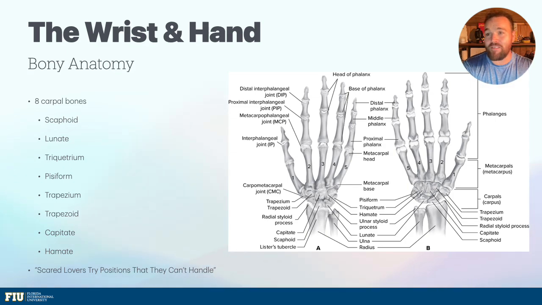Because we try not to make people just strictly memorize these things, we come up with different mnemonics. I learned this one by watching the medical TV show House. I don't know how many of you have seen that or not, but I love this mnemonic: scared lovers try positions they can't handle. I always thought that was hilarious. With any mnemonic, the first letter of each word represents the order of these bones, and hopefully helps to remind you of each one of them.